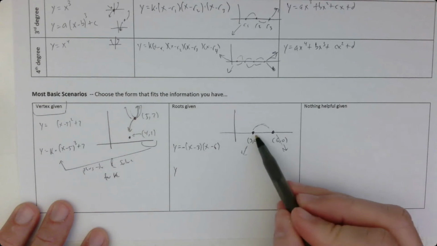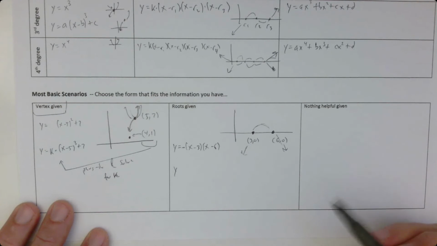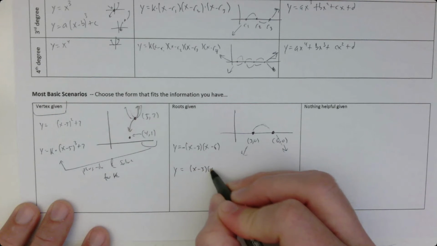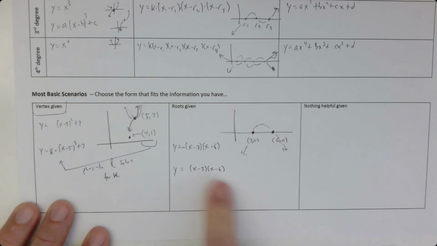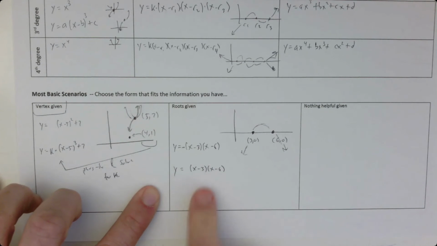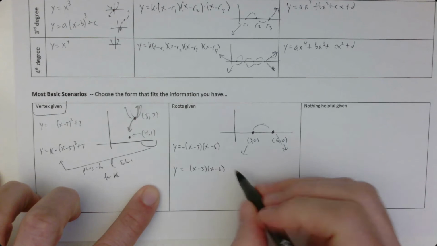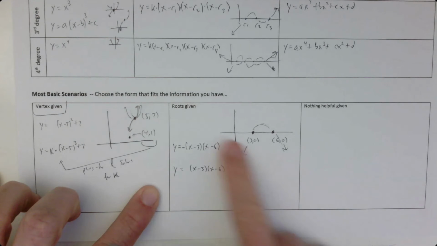Could you put a cubic through these points? You absolutely could. X minus 3, x minus 6, but wait a minute. If I multiply this out, the largest degree for my x is going to be x squared. So I need a third x. What could the third x be? It could be literally anything. It's going to give me the third root, which isn't pictured here.